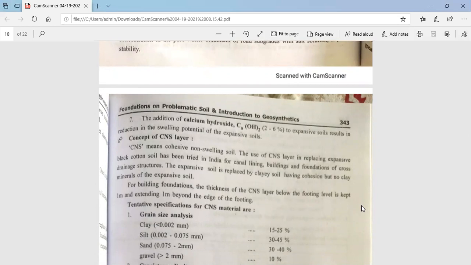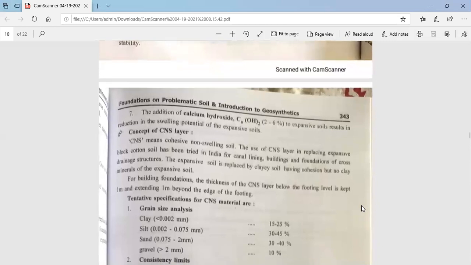Now the concept of CNS layers. CNS means cohesive non-swelling soil. The use of a CNS layer replacing expansive black cotton soil has been tried in India for canal lining, buildings and the foundation of cross-drainage structures. The expansive soil is replaced by clay soil having cohesion but none of the clay minerals of the expansive soil. For the building foundation, the thickness of the CNS layer below the footing level is kept at 1 meter, extending 1 meter beyond the edge of the footing.